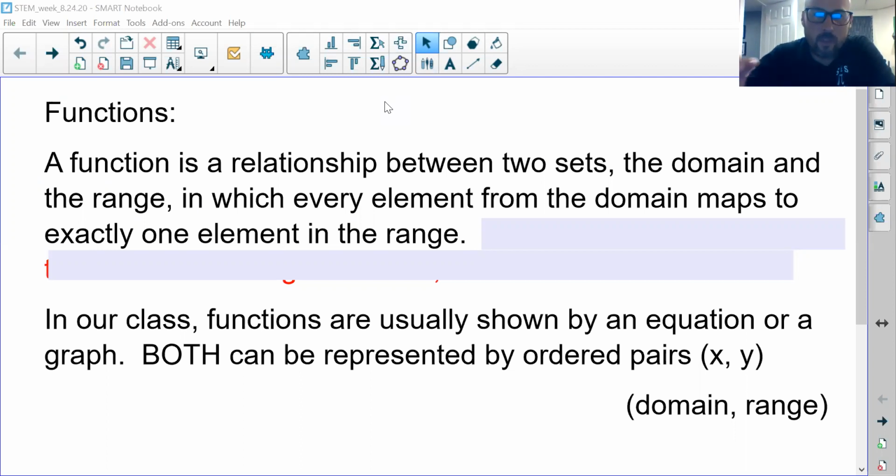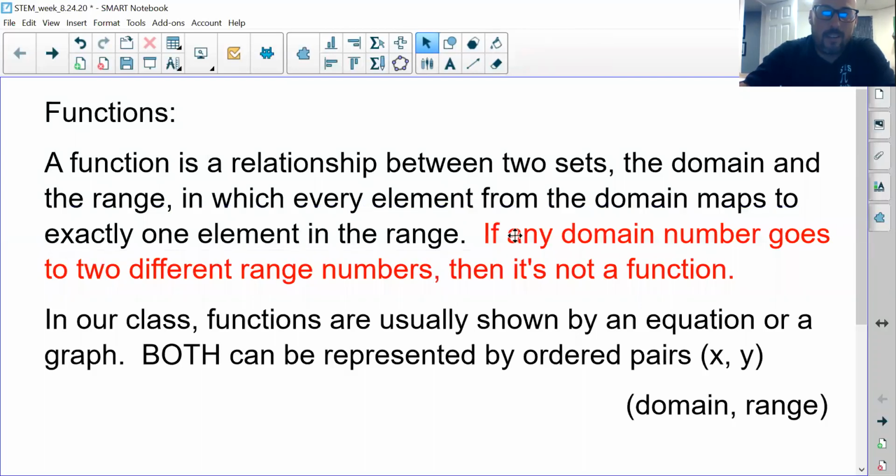A function is a relationship between two things, between the x's and the y's. And we call the x's the domain and the y's the range. But it's a special relationship, one where every number from the domain goes to exactly one number in the range, or one element. It's kind of a convoluted definition. It's easier to understand it in the negative. If any domain number goes to two or more different range numbers, then it's not a function.